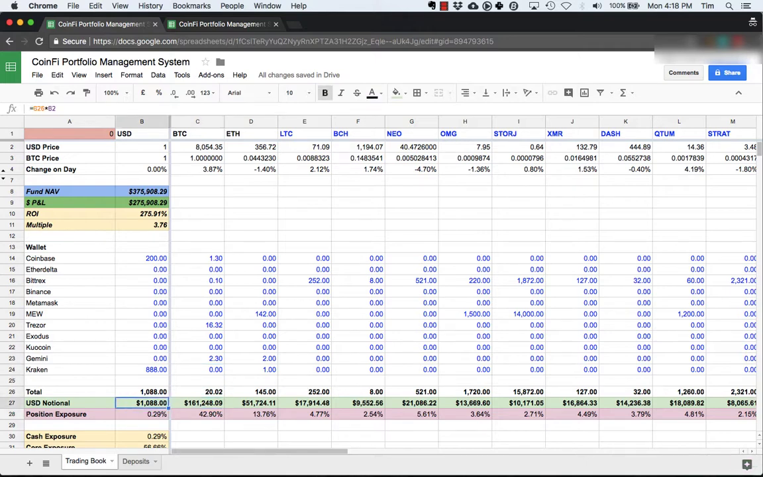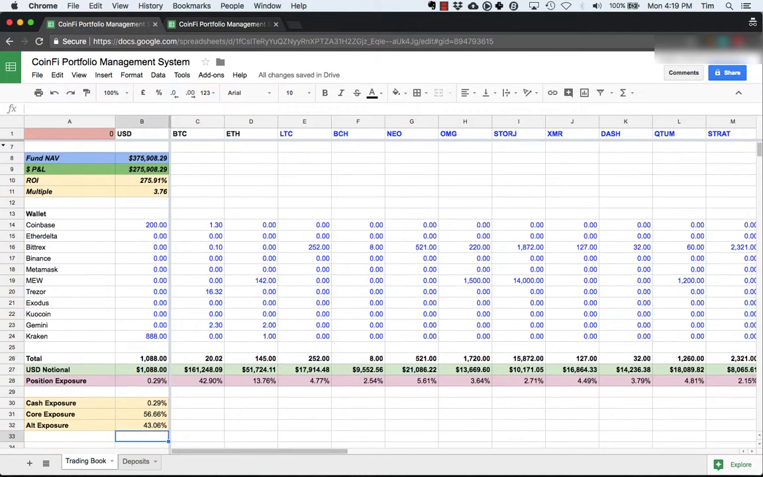And what is also useful to note from a risk perspective is you want to see on this row 28 what position size, as a percentage of your entire portfolio, each one of these positions are. So for instance, you can see Bitcoin is about 43% of my entire portfolio, and I'll explain shortly why this is important. What's also interesting to note is you want to monitor this.